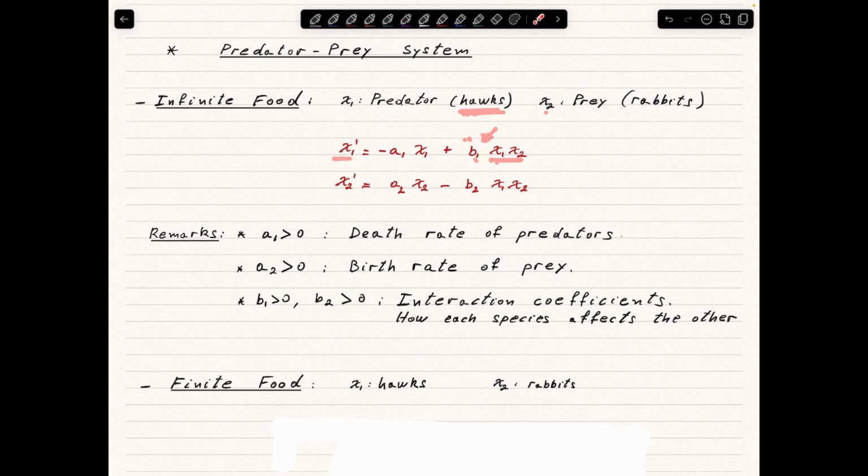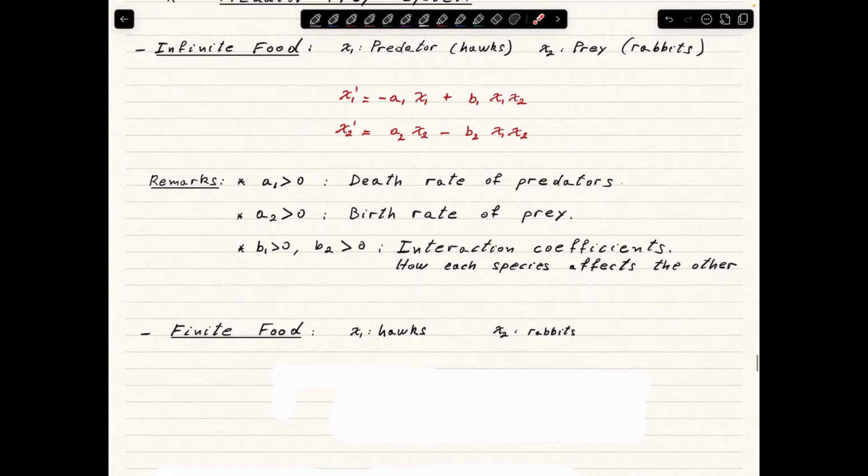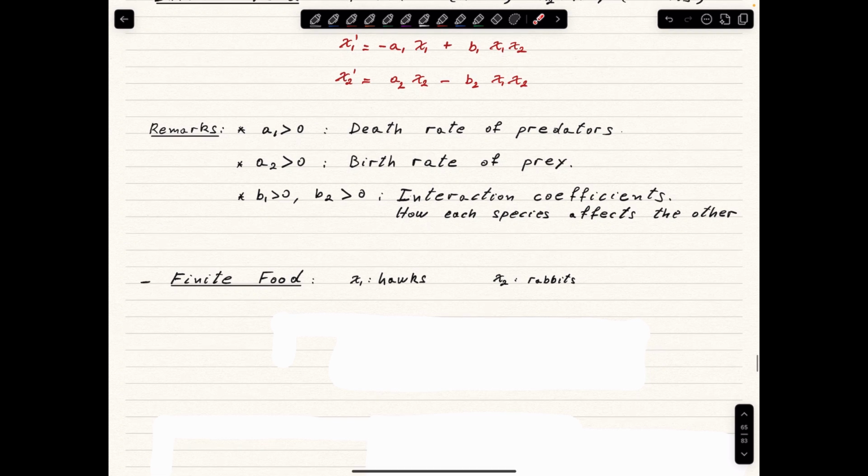And maybe this coefficient is larger in the interaction coefficient. So the magnitude of this coefficient is related to how strong the interaction is between the predator and the prey. This is the case of infinite food resources. We are also going to study in this video the case where the prey has finite food resources.